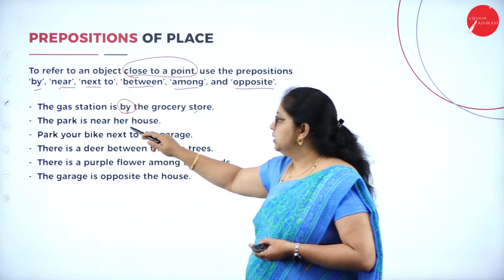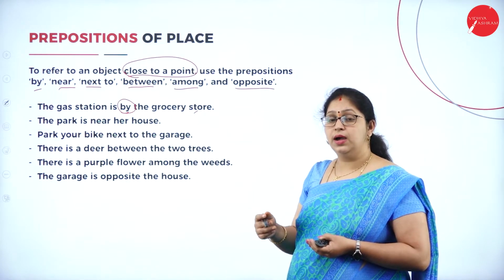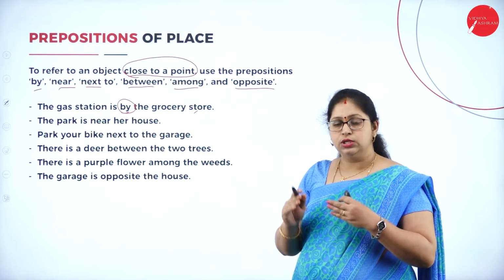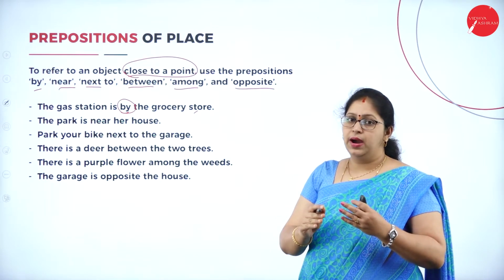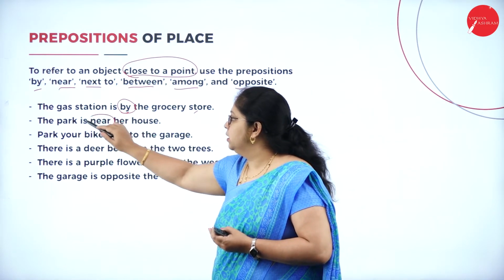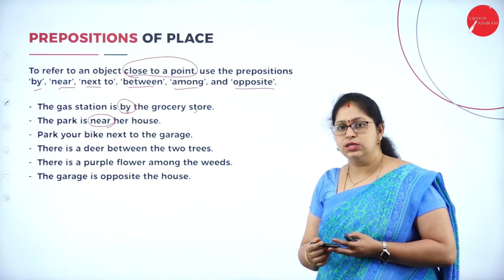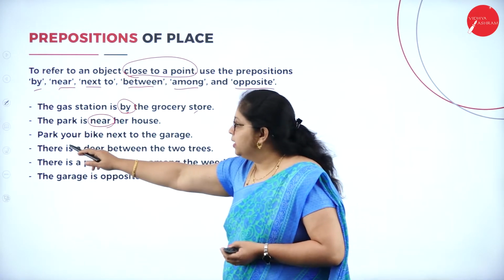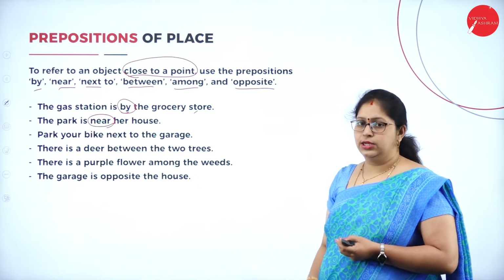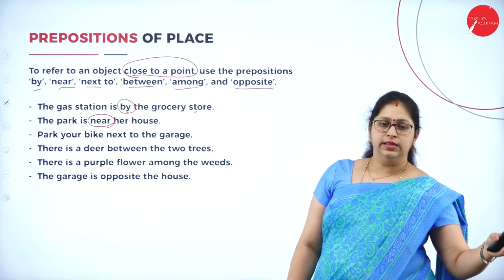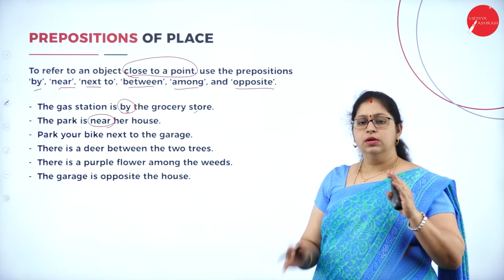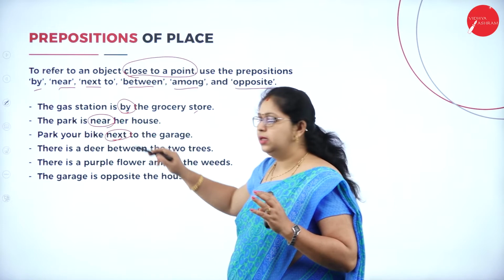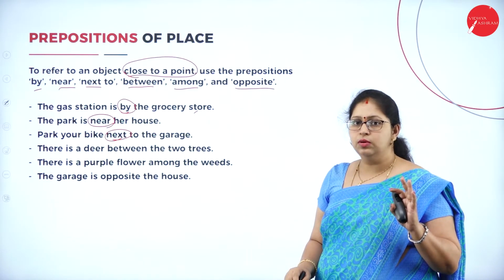The park is near her house. Where is the park? Near to her house. So, her house is the particular point, and near to her house is the park. So, we are using near. The closest point is mentioned, so we use the preposition near. Park your bike next to the garage. Next means very next to the garage, so beside the garage. We are telling a point close to the garage.